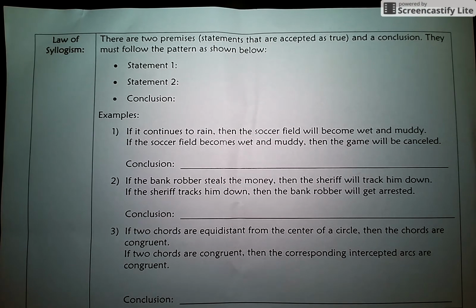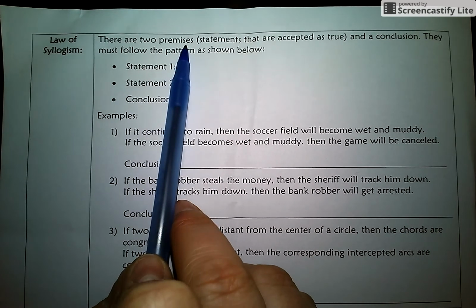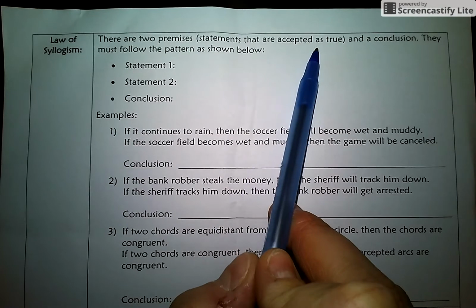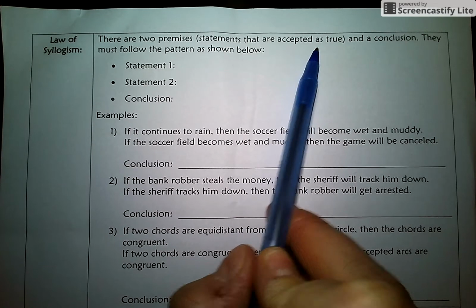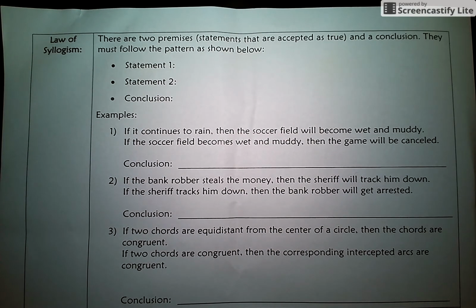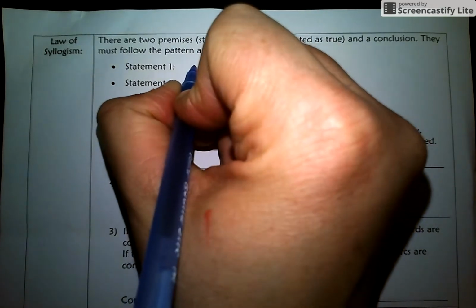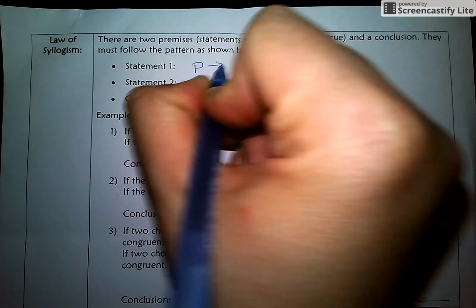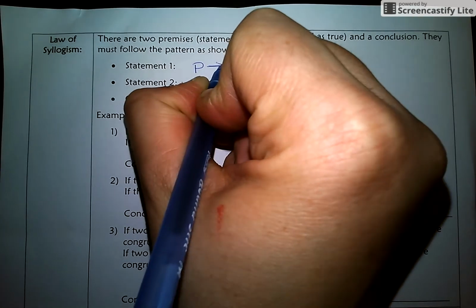Okay, the law of syllogism, much like the law of detachment, has its own pattern. The law of syllogism is based on two premises. Premises are just statements that we accept as true, and they form a conclusion. Here's the pattern of the law of syllogism. We'll start with a conditional statement. If P, then Q.